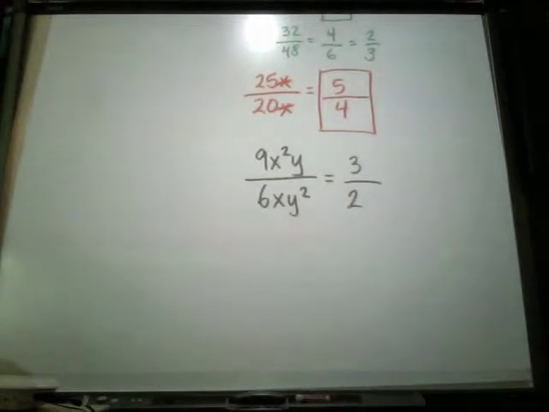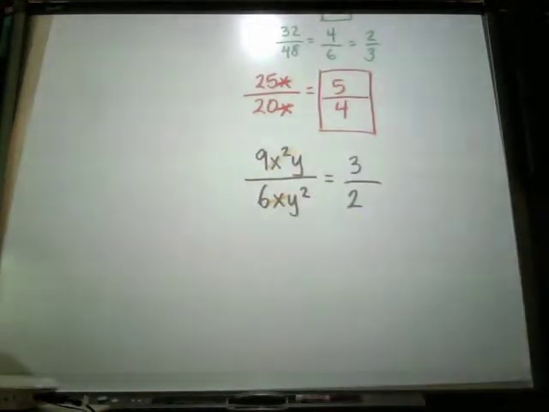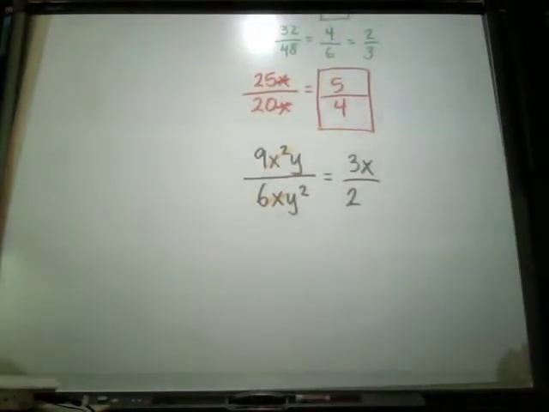And then if I look at the x's, what's the maximum amount of x's I can cancel out from both top and bottom? Pammy? X. Good. I can only get rid of 1 because there's only 1 in the denominator. If I get rid of 1 from the numerator because there was x squared, I've got 1x left over.